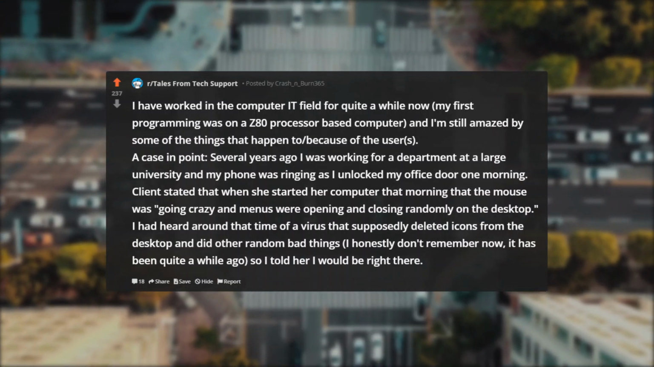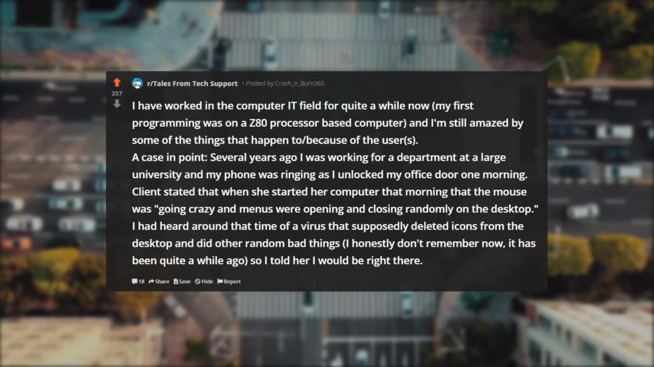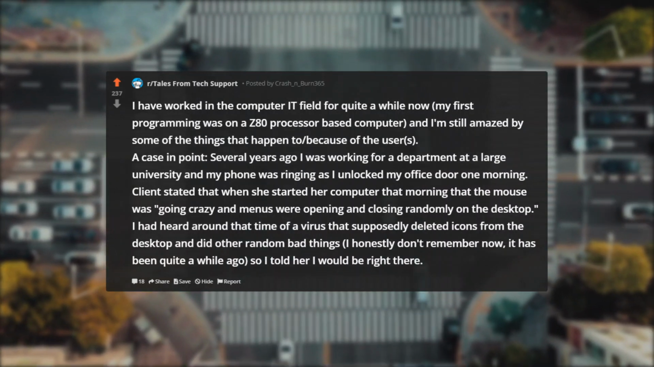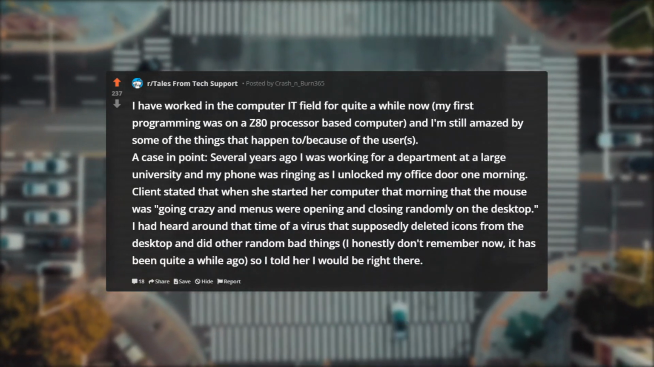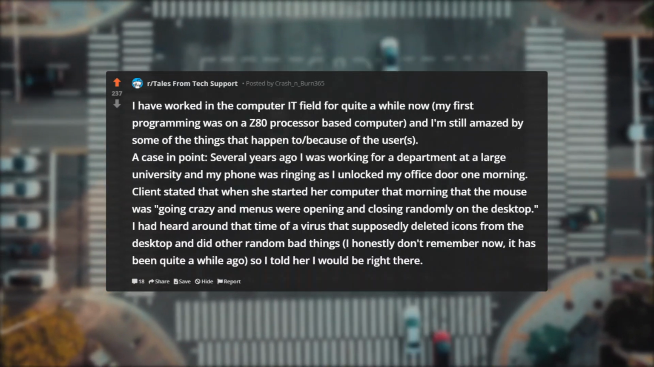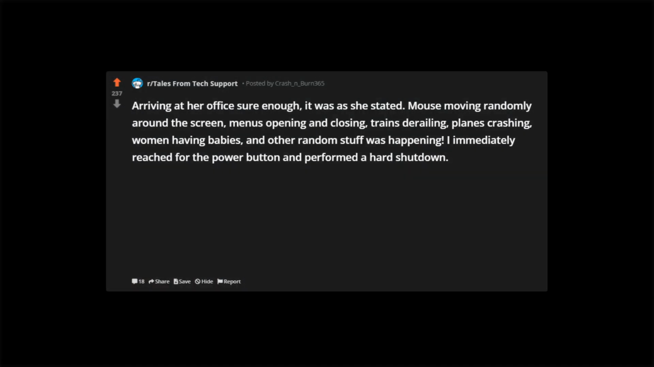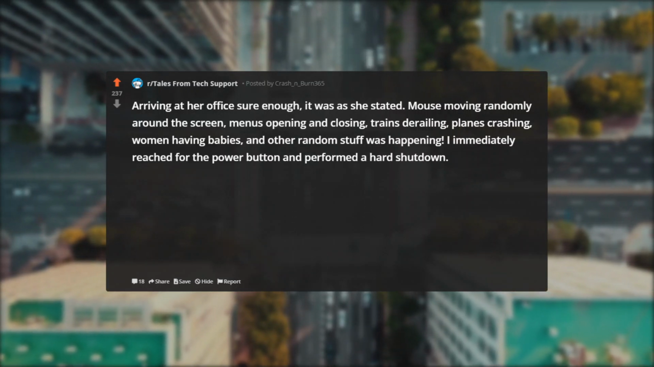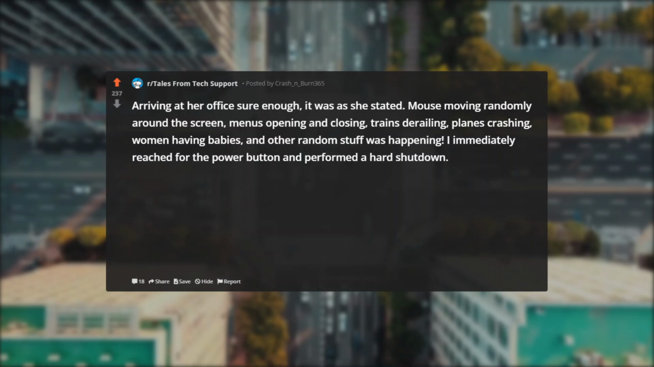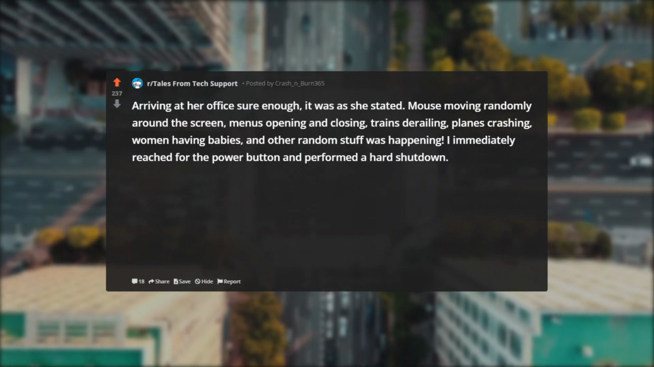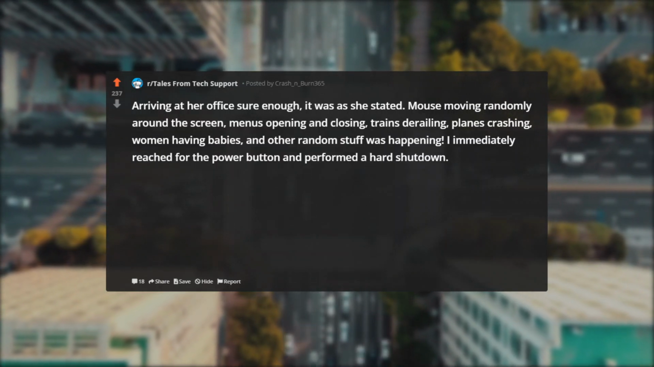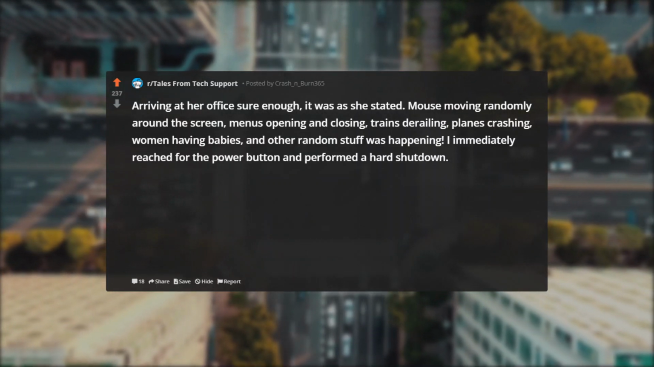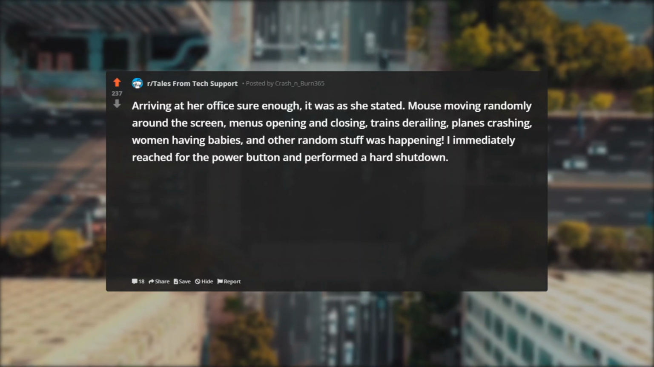I had heard around that time of a virus that supposedly deleted icons from the desktop and did other random bad things. I honestly don't remember now, it has been quite a while ago, so I told her I would be right there. Arriving at her office, sure enough, it was as she stated. Mouse moving randomly around the screen, menus opening and closing, trains derailing, planes crashing, women having babies, and other random stuff was happening. I immediately reached for the power button and performed a hard shutdown.